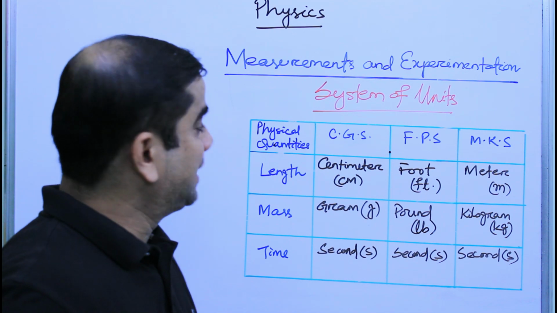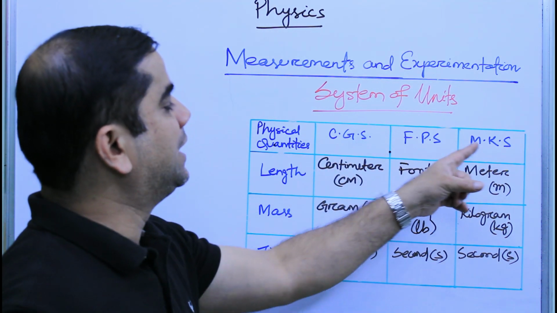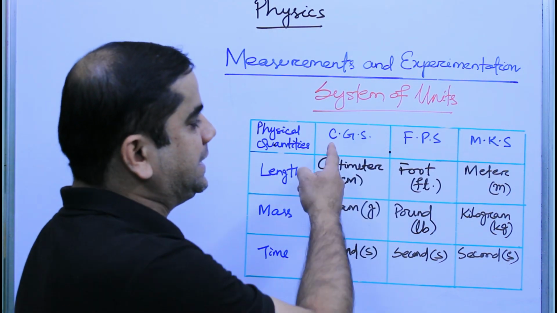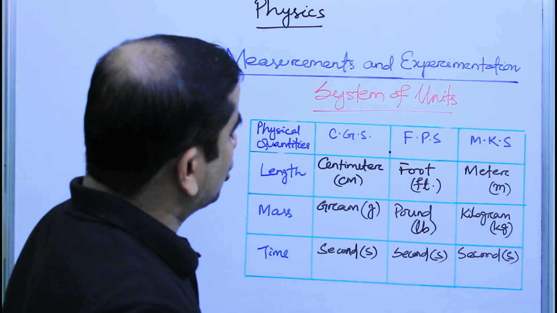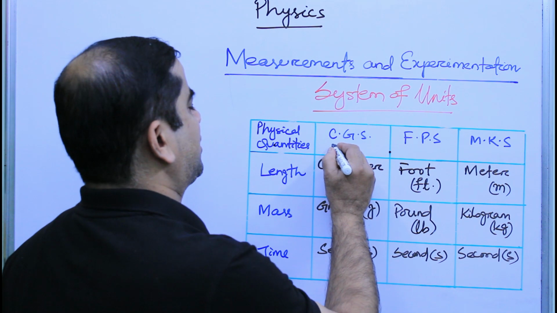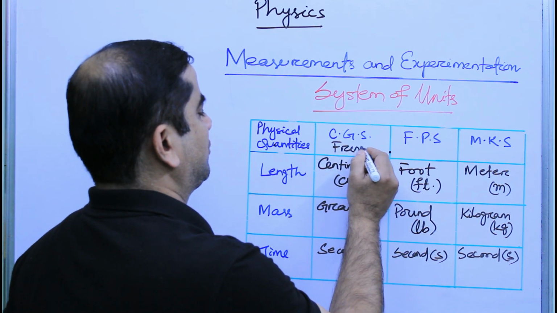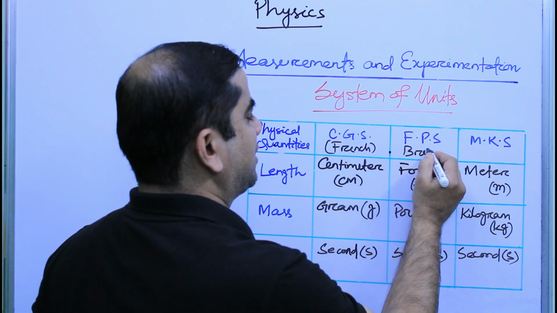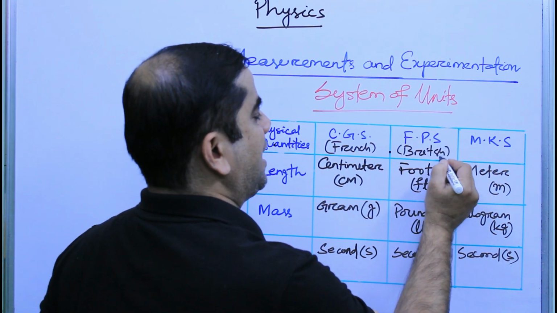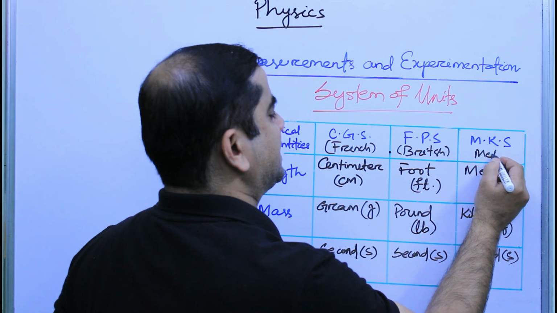Okay. Students, there are three systems of units as you can see over here: CGS system, FPS system and MKS system. Okay. So CGS system is French, FPS is British and MKS is your metric system. Okay.